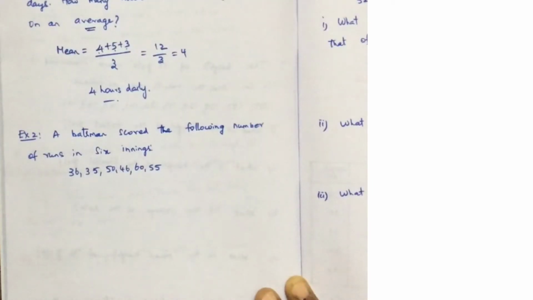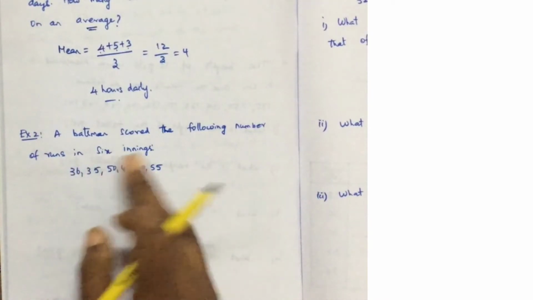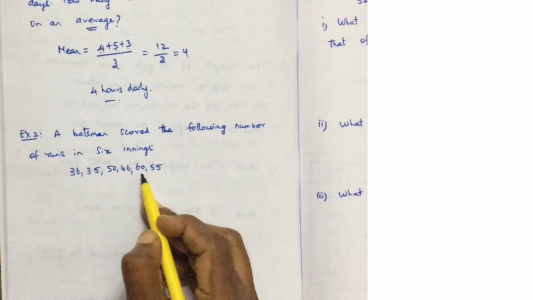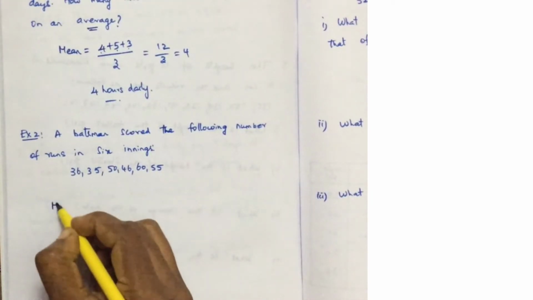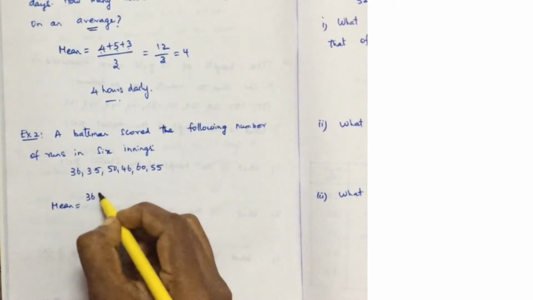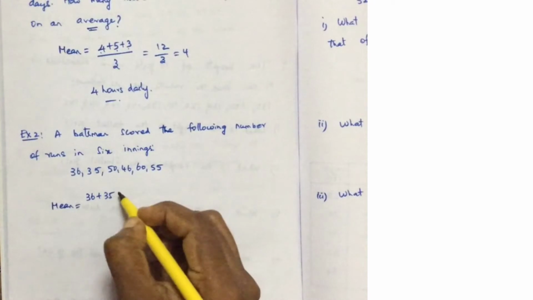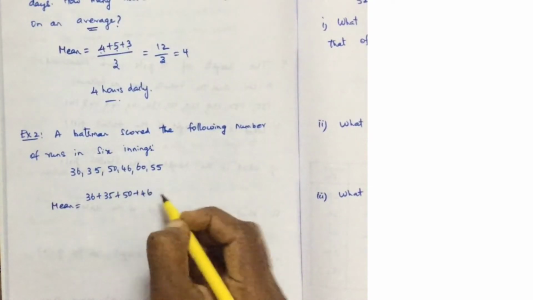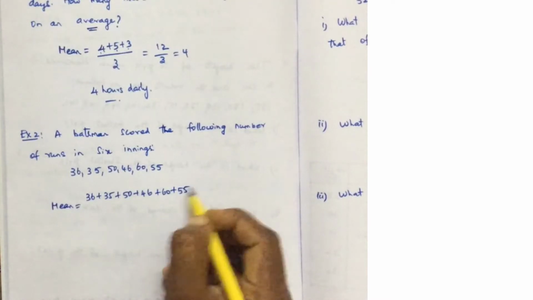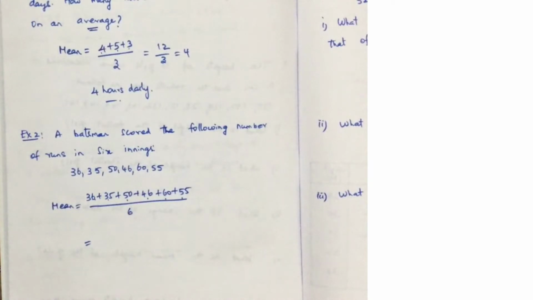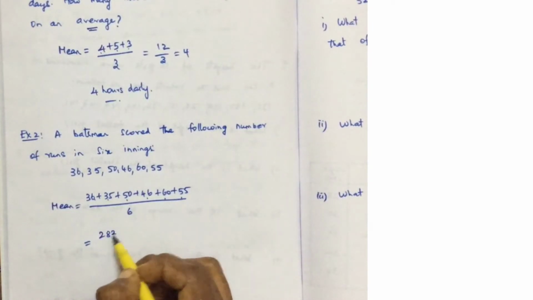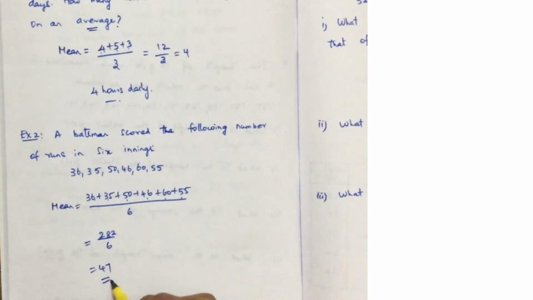A batsman scored the following number of runs in 6 innings. 1, 2, 3, 4, 5, 6. So what is the mean? We have to find the mean of this. Mean equal to, you have to add 36 plus 35 plus 50 plus 46 plus 60 plus 55 divided by 6. If you add this, it will be 282 divided by 6, that is equal to 47. The mean runs scored by the cricketer is 47.